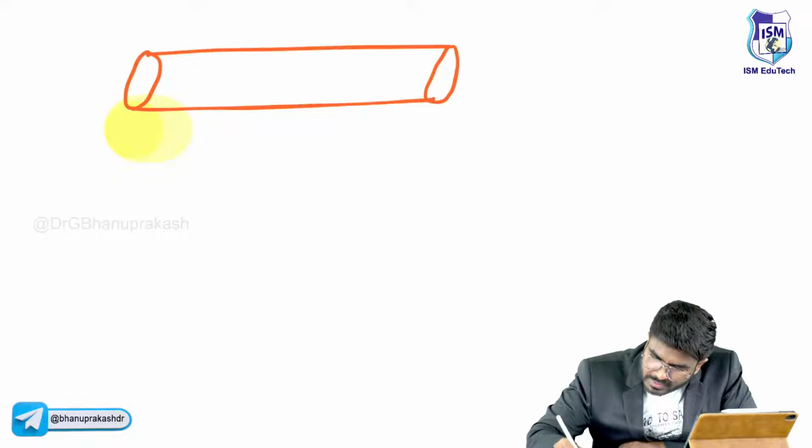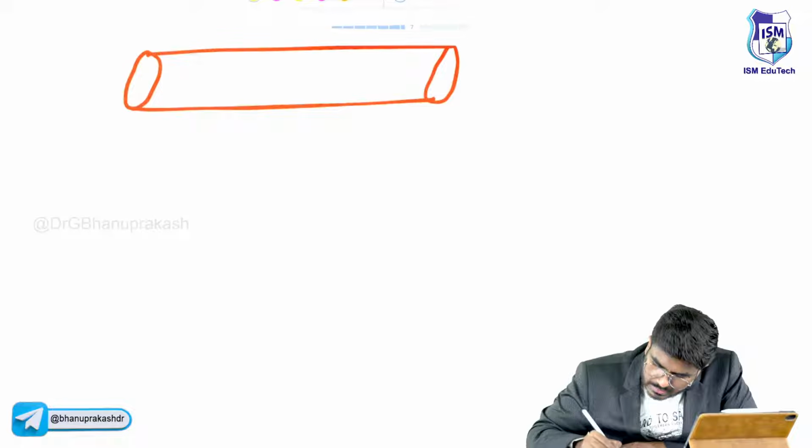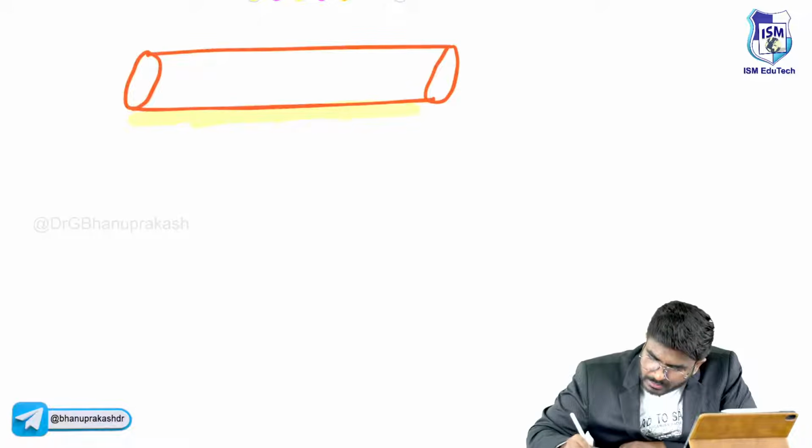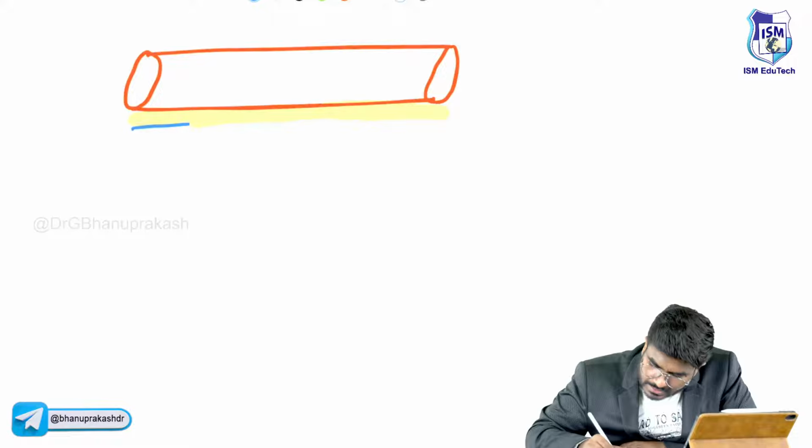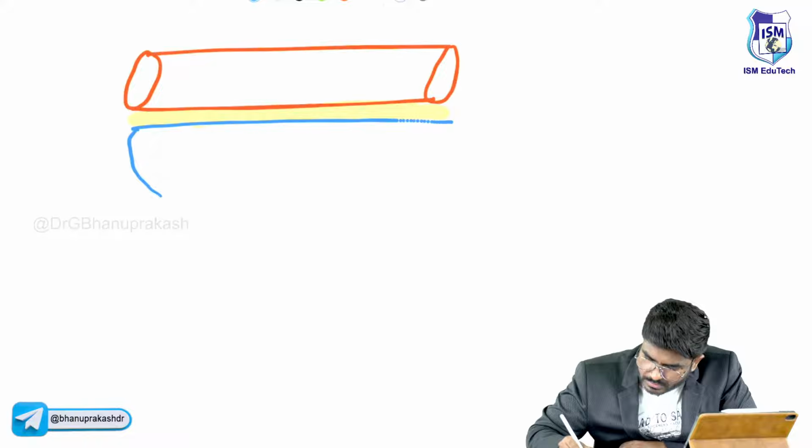This is the glomerular basement membrane. Let me show it in a small size. This is the glomerular basement membrane made up of type 4 collagen. Down to it, there is Bowman's capsule. Here is the Bowman's capsule. Normal filtration will occur like this, right? You know it.